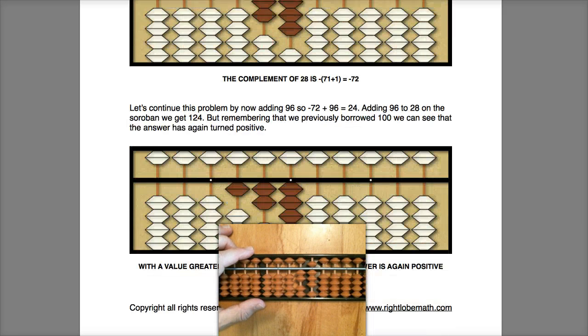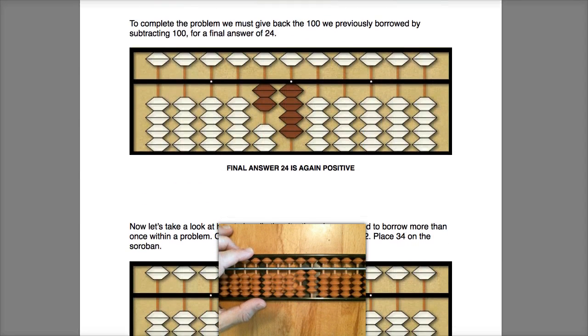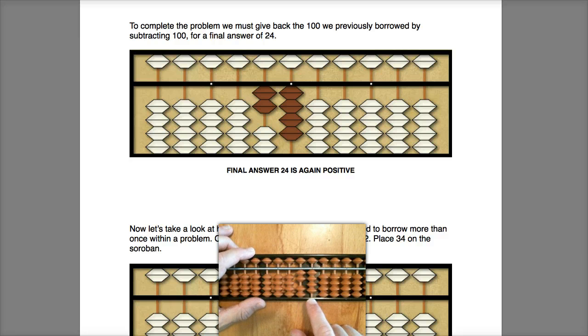All right. Let's go ahead and continue with this problem by adding 96. If we add 96, we end up with 124 on the soroban. So because this interim sum is greater than 100, the 100 that we borrowed before, we now know that the number has gone positive again. So we can subtract that 100 that we borrowed previously, and then we can simply read our final answer, which is 24.